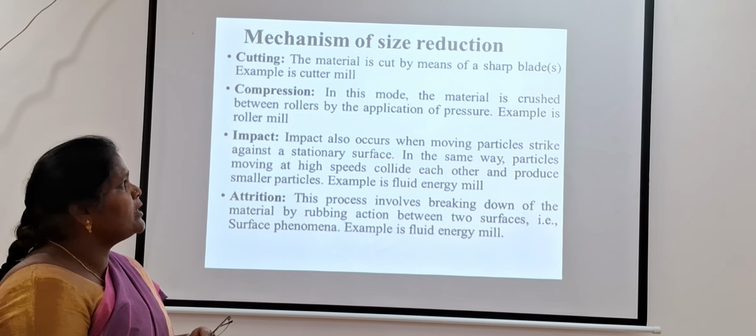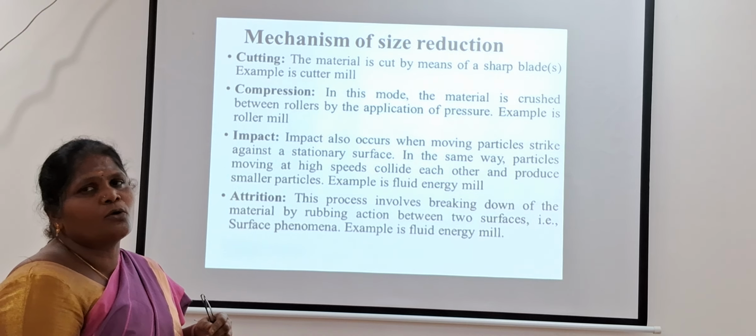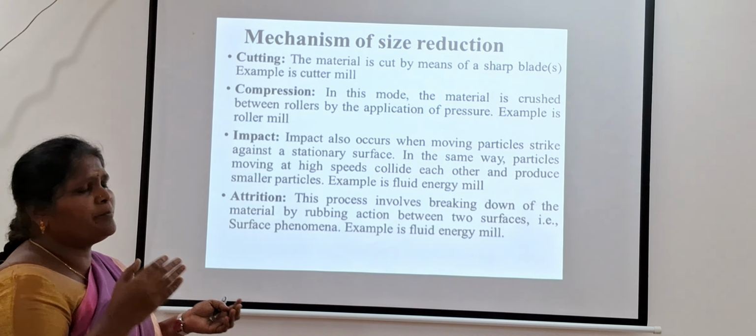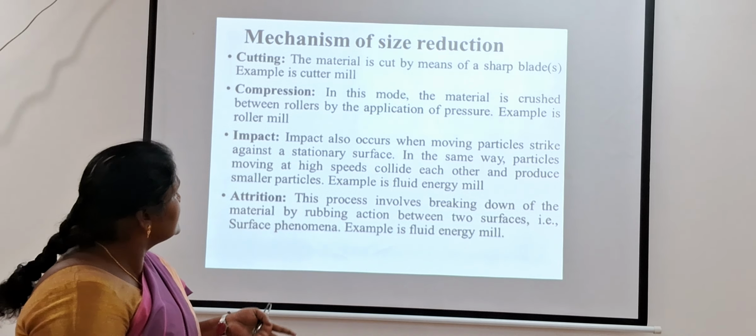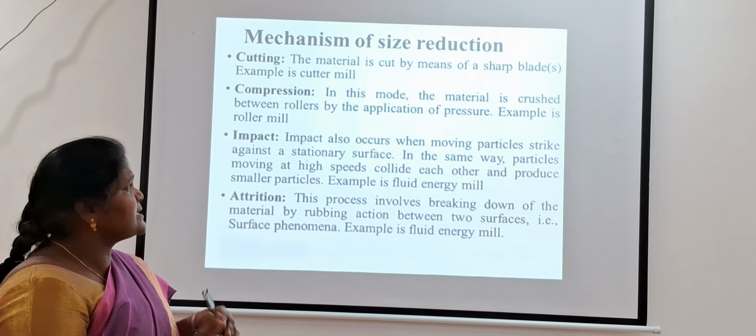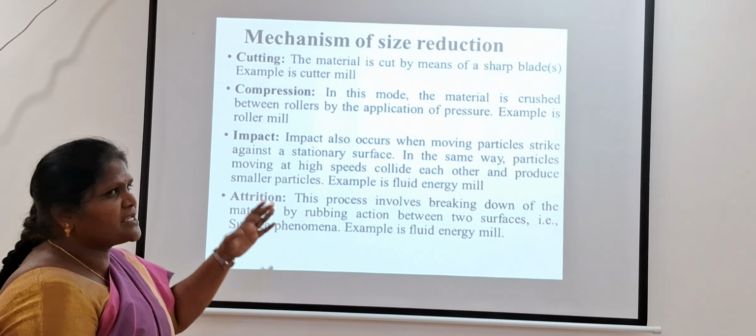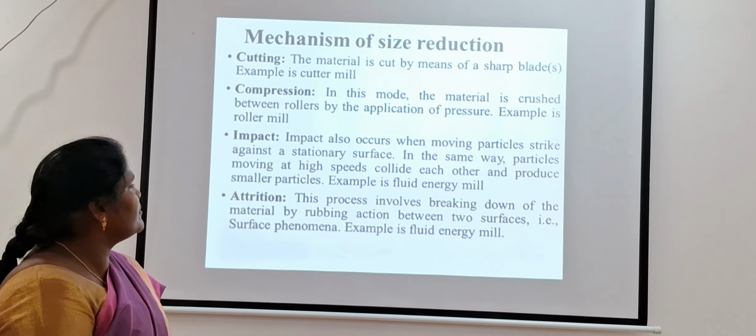Then compression. In this mode, the material is crushed between the rollers. Between the two rollers you put the substance, you crush it, and the material size is reduced by application of pressure. An example is the roller mill.